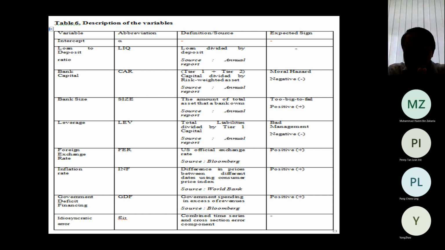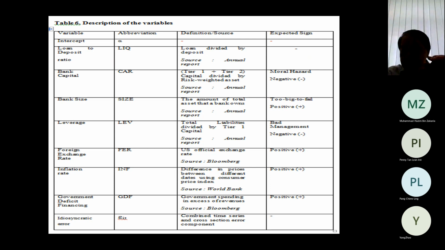How do I define the model here? Let's say, for example, I talk about LDR. LDR means loan deposit ratio. How to measure? I measure loan divided by deposit. You need to define it first, before people read your thesis. People know that, oh, you measure liquidity based on what? Based on loan to deposit.